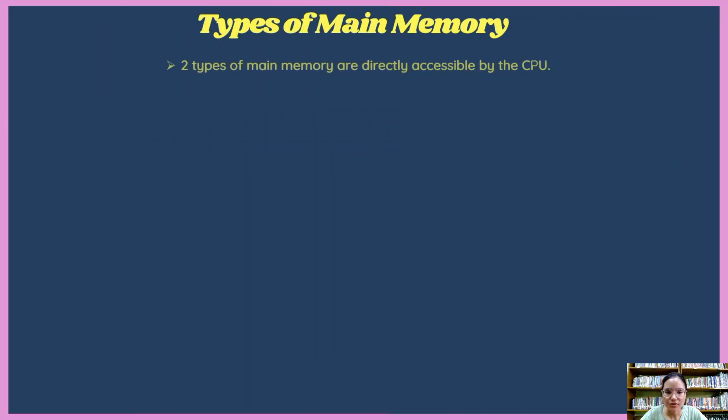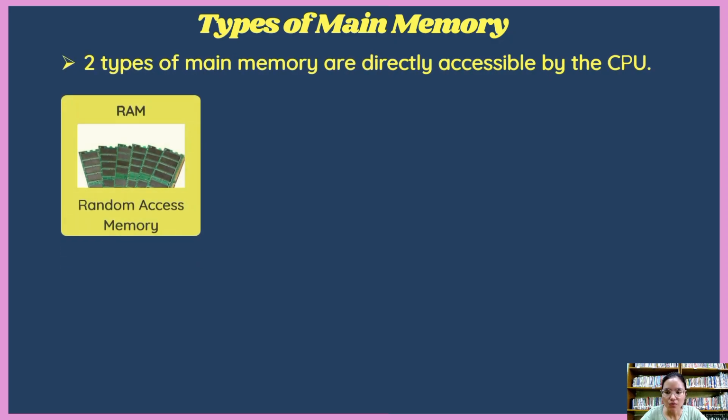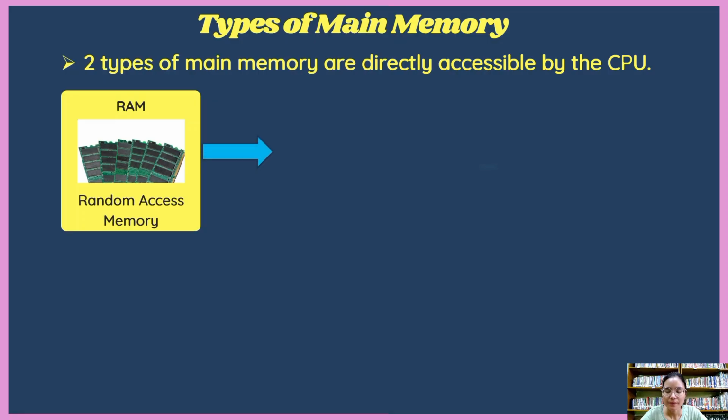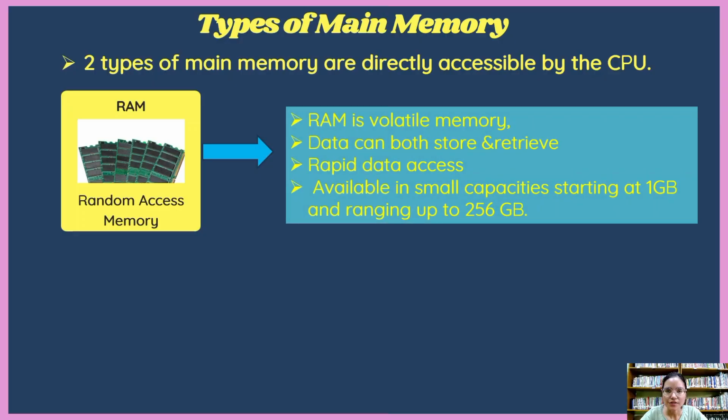There are two main types of memories which are directly accessible by the CPU. The first one is RAM, random access memory. So RAM is a volatile memory. It means data is lost when the computer is turned off, and it can access and store data, and it has quick access to data and information, and it's available in small capacity starting at 1 gigabyte and reaching up to 256 gigabytes.